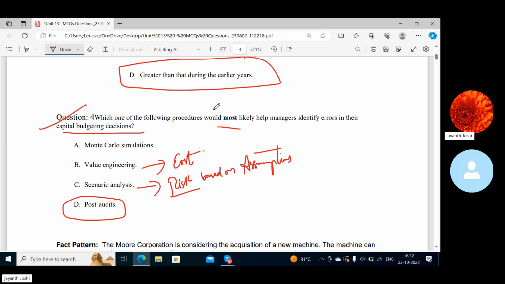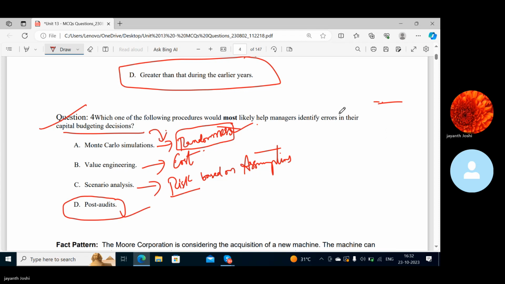What are they asking? Which one of the following procedures would most likely help identify errors? For errors, you always do an audit, then only you'll get them, right? This one will check the randomness, whether errors in managers' capital budgeting decisions are under the control of managers and thus not random. Randomness means you don't know the outcome. When you are randomly picking many things out of your data, that is the Monte Carlo simulation method, based upon random numbers, which we have seen in simulation.